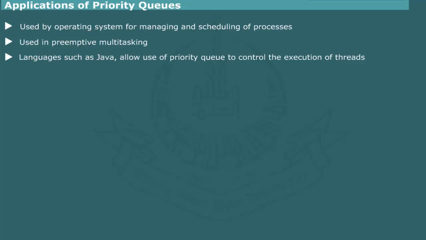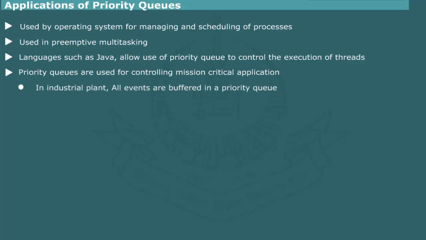In VLSI circuit design, channel routing and pin layout are efficiently manipulated by priority queues. Priority queues are also used for controlling mission-critical applications such as industrial plants, nuclear reactors, or space vehicles.